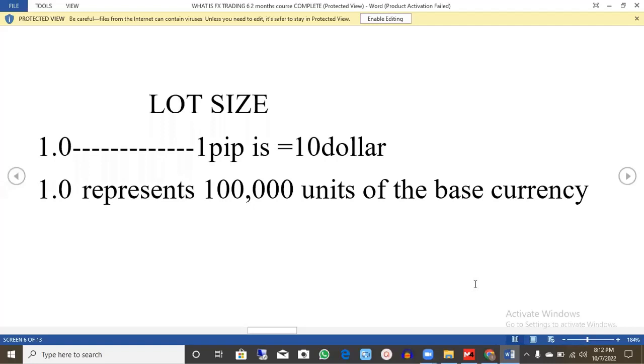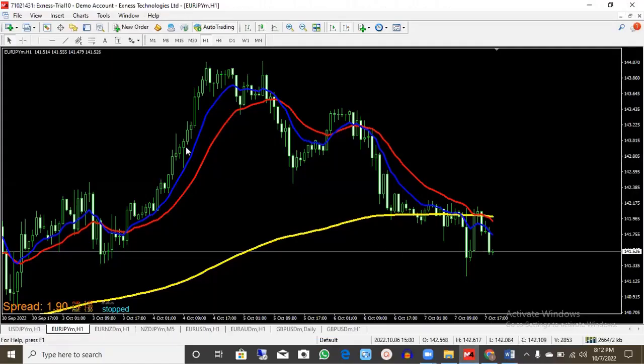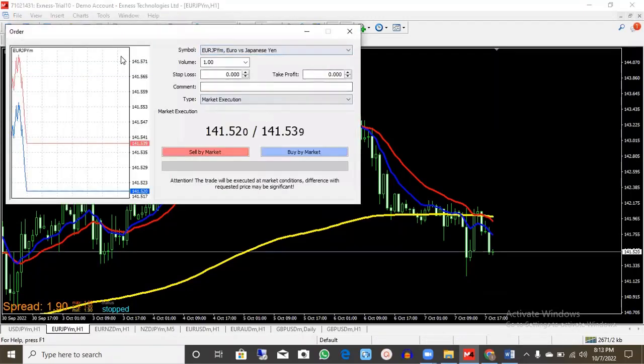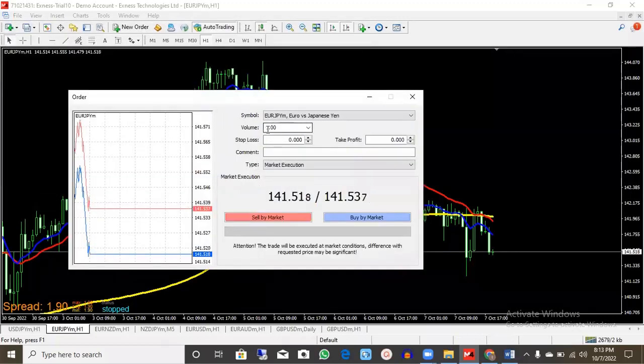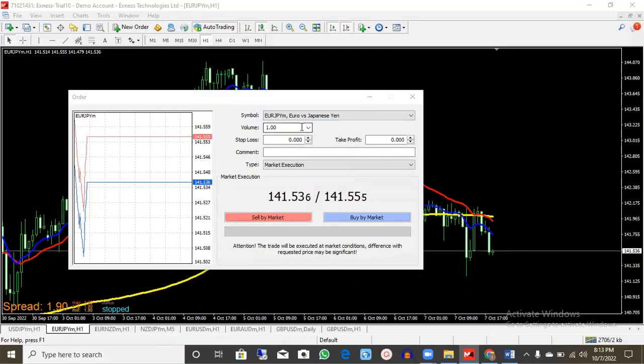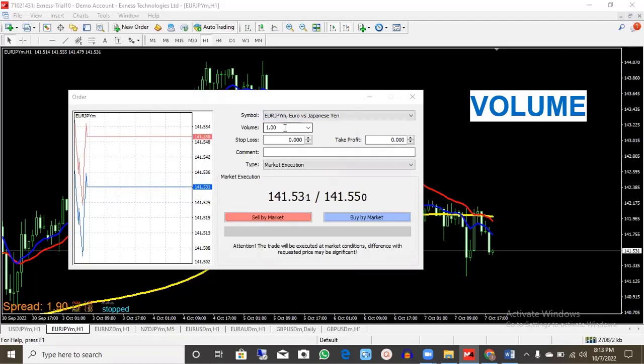In order to understand lot size, the basic thing you need to know about lot size is it's just about volume. So at your MT4, you will not see lot size easily. What you will see is volume. So let me show you that quickly. So that's what you will see here. If you're using the PC, what you will see is volume. So you will not see lot size.